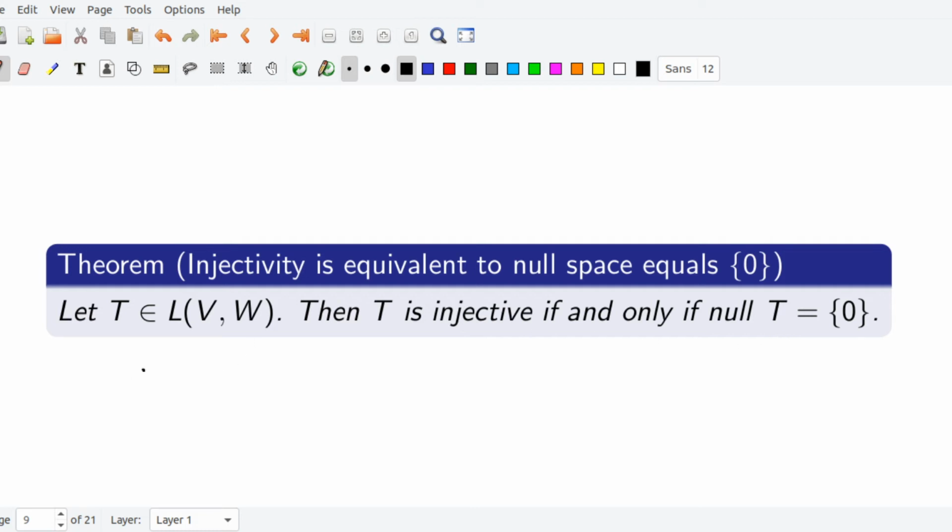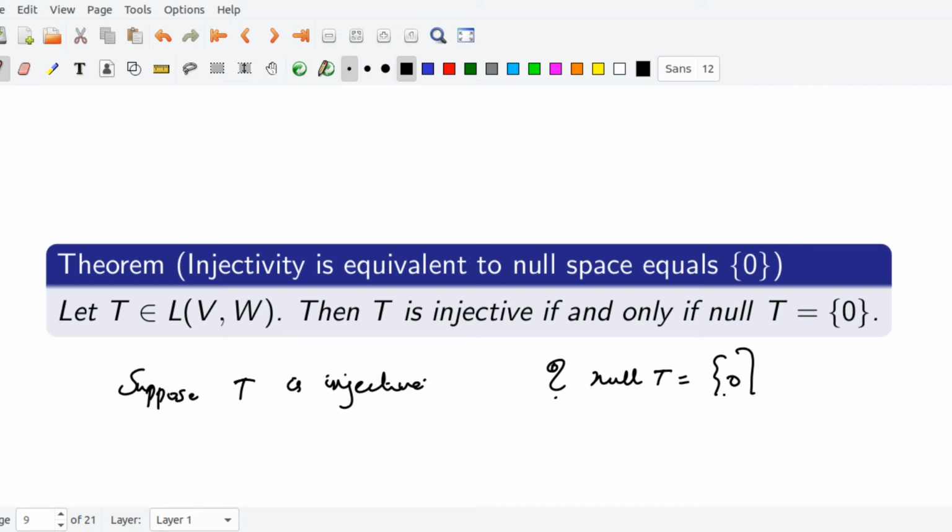So suppose T is injective. We have to prove that the null space of T equals the set {0}. To prove two sets are equal, it is enough to show that the null space of T is a subset of {0} and {0} is a subset of the null space of T. Then we can conclude that the null space of T equals {0}.